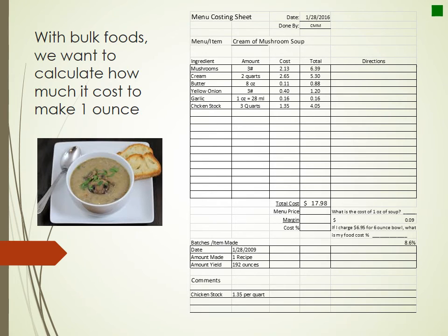So for all bulk recipes like soups, salad dressings, sauces, or beans, we want to calculate how much it costs to make an ounce. When I know that, I know how much product would be in a 6-ounce cup of soup, for example, and how much would be in a 12-ounce bowl.